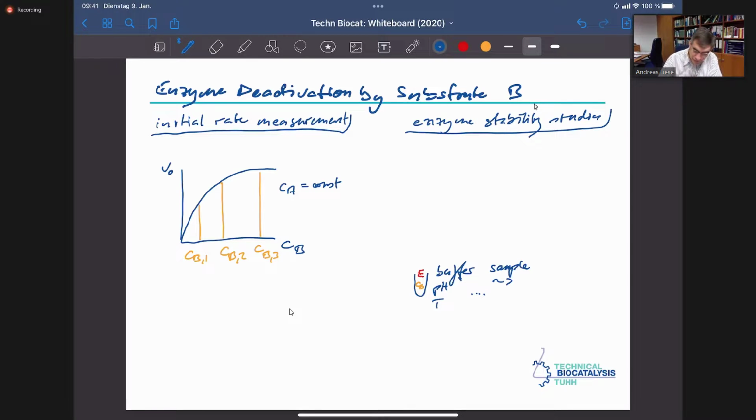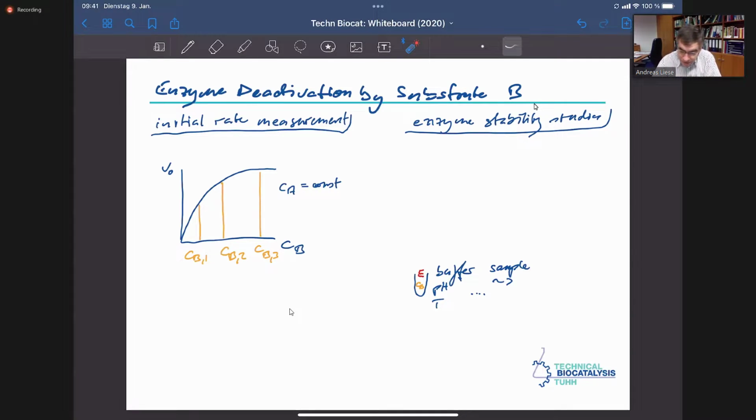Meaning here in our incubation system, in the end, no reaction is taking place. We do have our enzyme. We do have only one substrate, Ca is missing, under defined buffer pH and temperature conditions. So no reactions going on. We're incubating with the reagent B.